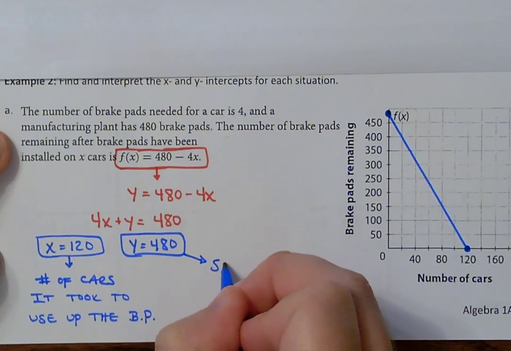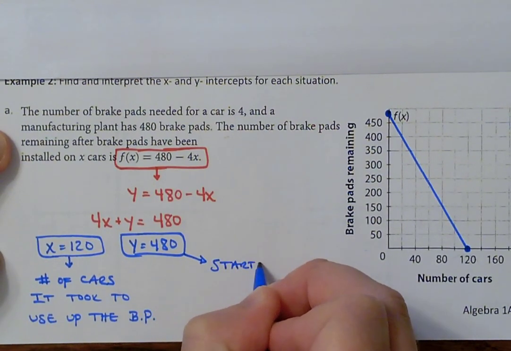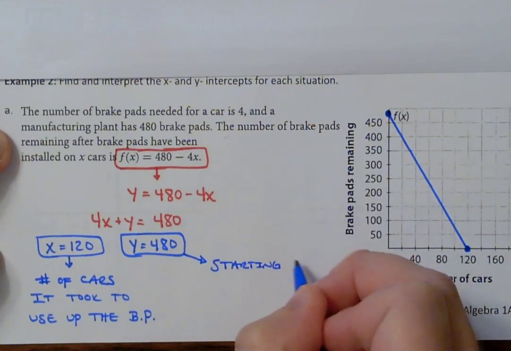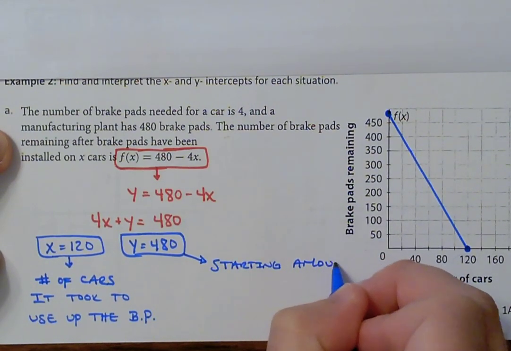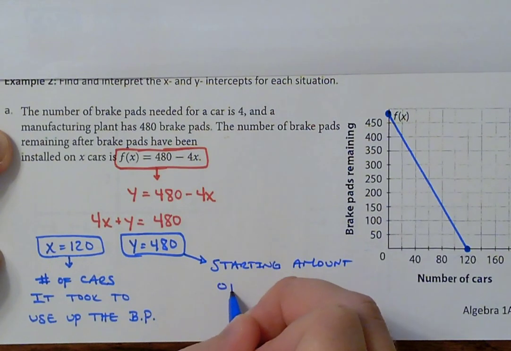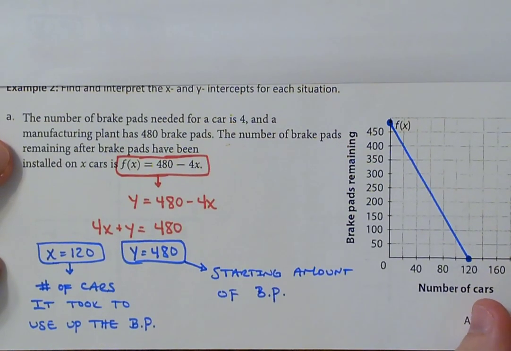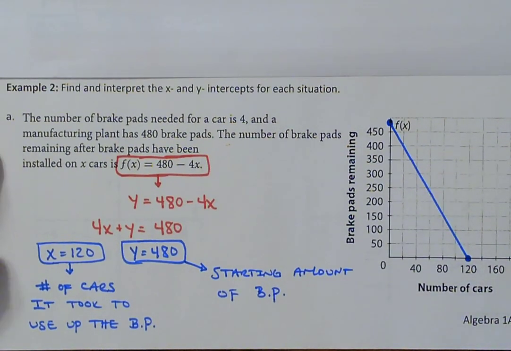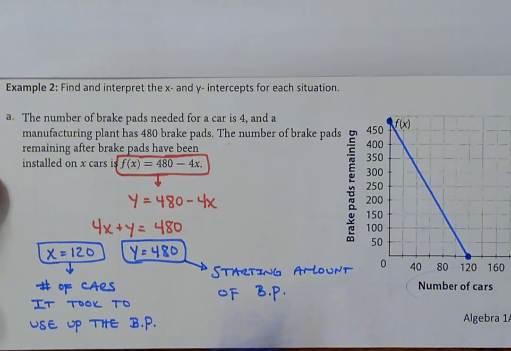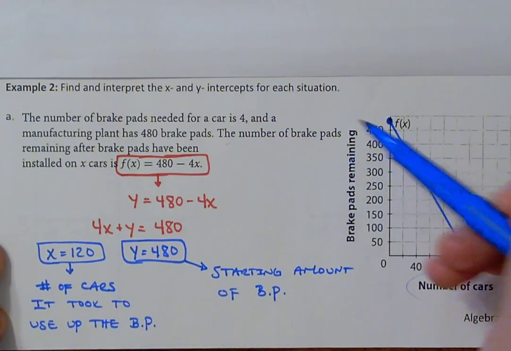So it's the starting amount of brake pads. And that is what my y-intercept means. So x is always going to be the number of whatever your x-axis is telling you, how much of that it took to use up whatever your y-axis is. And your y-intercept is going to refer to the starting amount of whatever you're talking about.